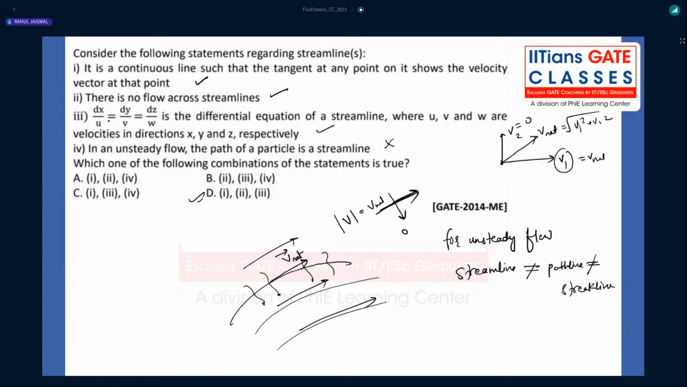The same phenomenon is here. And that is what this statement number 2 says. There is no flow possible across these streamlines. Is that clear, all of you? Tell me, guys. Clear? All of you. Any difficulties?